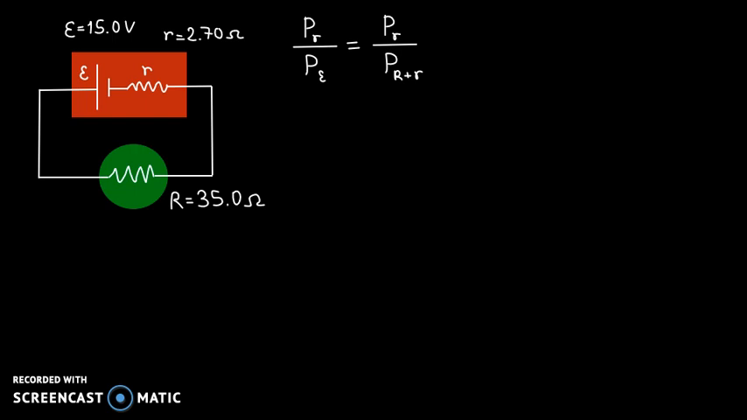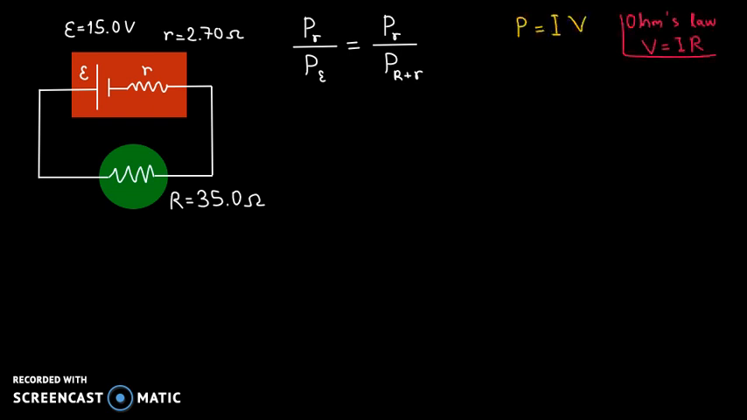Now let's remember the formula for power. Here's the defining formula for power for any circuit element. Power is equal to current passing through the circuit element times the voltage across the terminals of that circuit element. Now, in the case of a resistor, we can combine this formula with Ohm's law to come up with an expression for power that only involves current and resistance, like so.